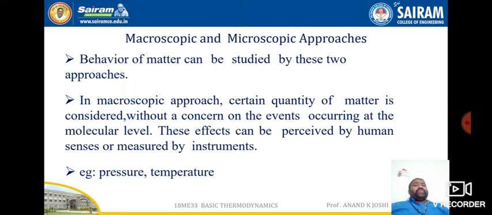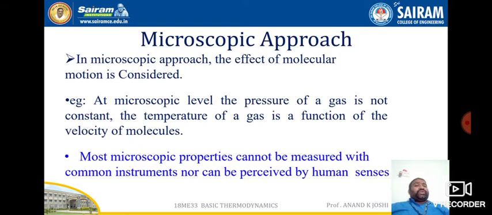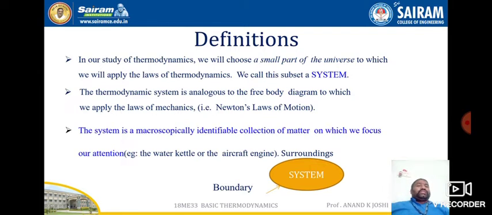For example, for microscopic, pressure and temperature, we can give an example. This microscopic approach considers the molecular motion. At a microscopic level the pressure of the gas is not constant, and the temperature of the gas is a function of the velocity of the molecules. So most of the microscopic properties cannot be measured with common instruments, nor perceived by the human senses. Okay, let us discuss what is meant by a system.